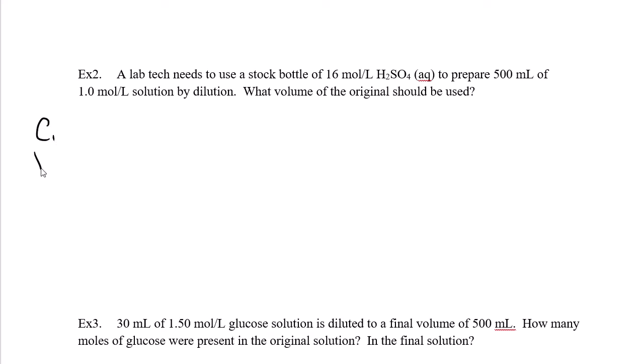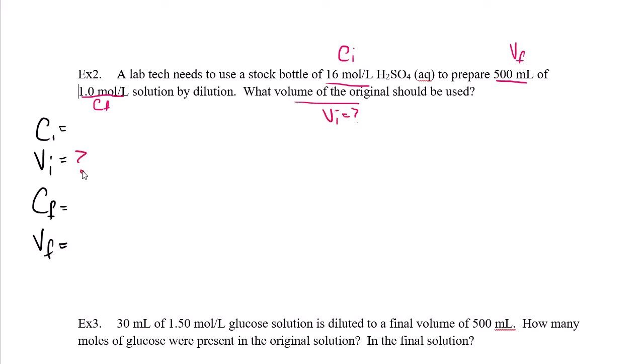So let's pick out my values first of all. I know that I'm looking for initial concentration, initial volume, final concentration, and final volume. So I should be able to find 3 of these values in my question. So I have a concentration here. This is my stock bottle that I'm starting with. So this is my initial concentration. I want to prepare 500 milliliters of 1 mole per liter solution by dilution. So this is how much I want to make. So this isn't my initial volume. This is my final volume. And this is my final concentration. What volume of the original should be used? So I'm looking for my VI. So that's what I'm trying to solve for.